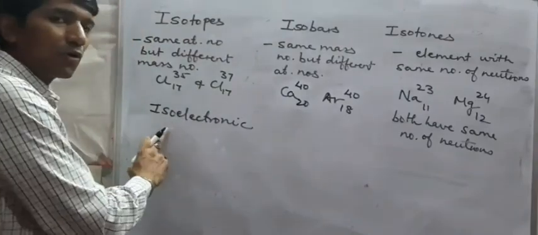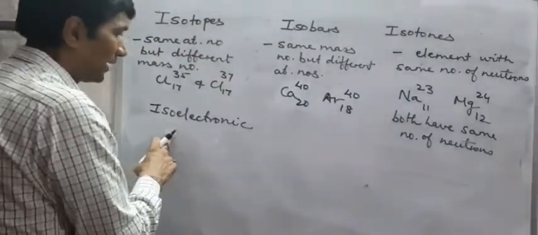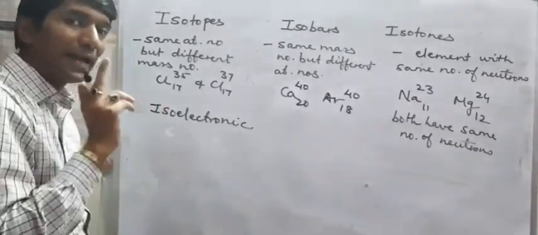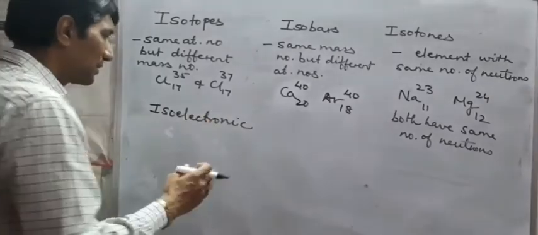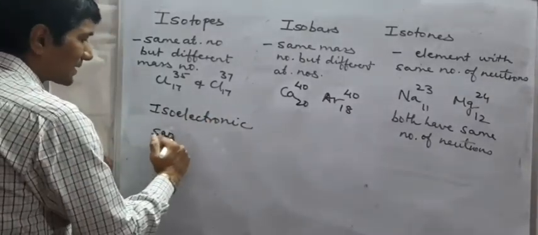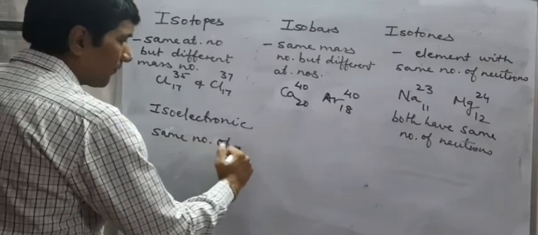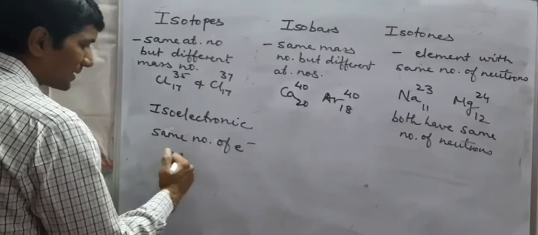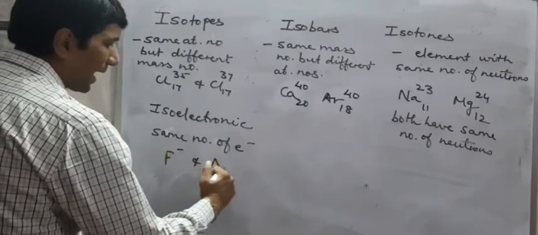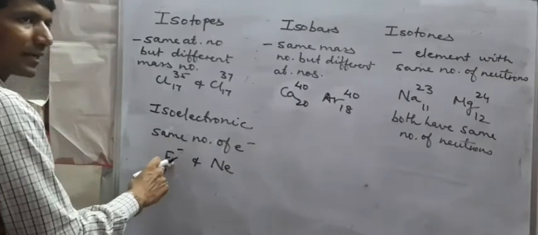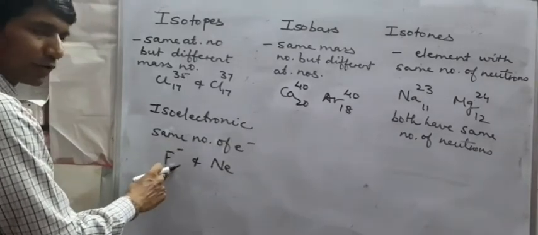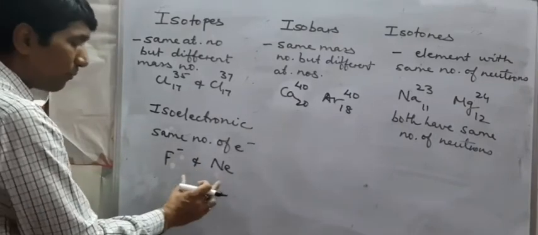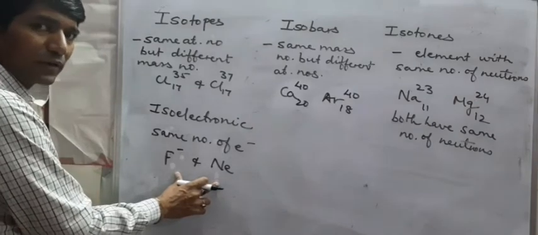Then we have one more concept which is isoelectronic. Now isoelectronic are species having same number of electrons. So here you can have multiple species. I'll give you one example. Say suppose F minus and neon. So F minus atomic number is 9. It has taken one electron. So that moves to 10. And neon again the atomic number is 10. So both the values show isoelectronic species.